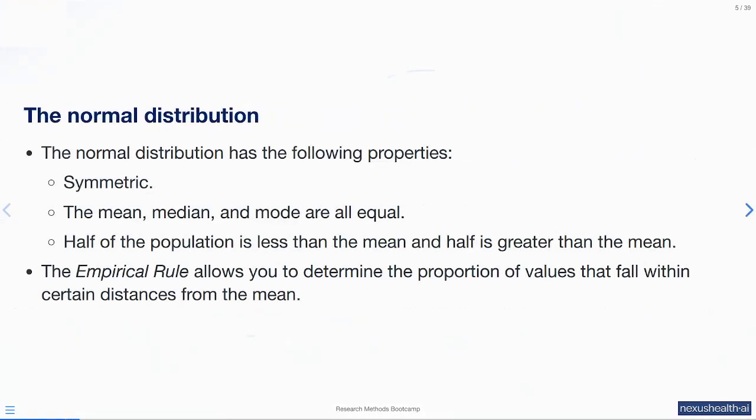The normal distribution has the following properties. It is symmetric, the mean, the median, and mode are all equal, and half of the population is less than the mean, and half is greater than the mean. These properties are true when the distribution is normal. The empirical rule allows us to determine the proportion of values that fall within certain distances from the mean.